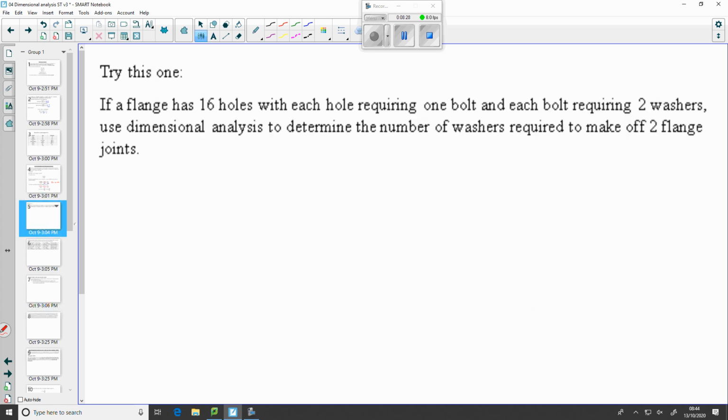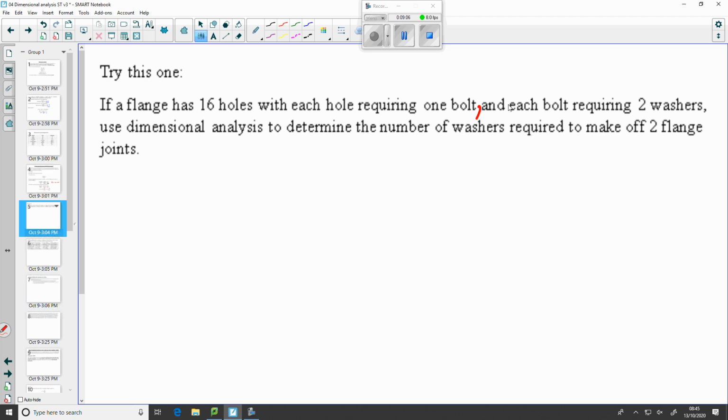Try that one. If a flange has 16 holes, with each hole requiring one bolt and nut, and each bolt requiring two washers.